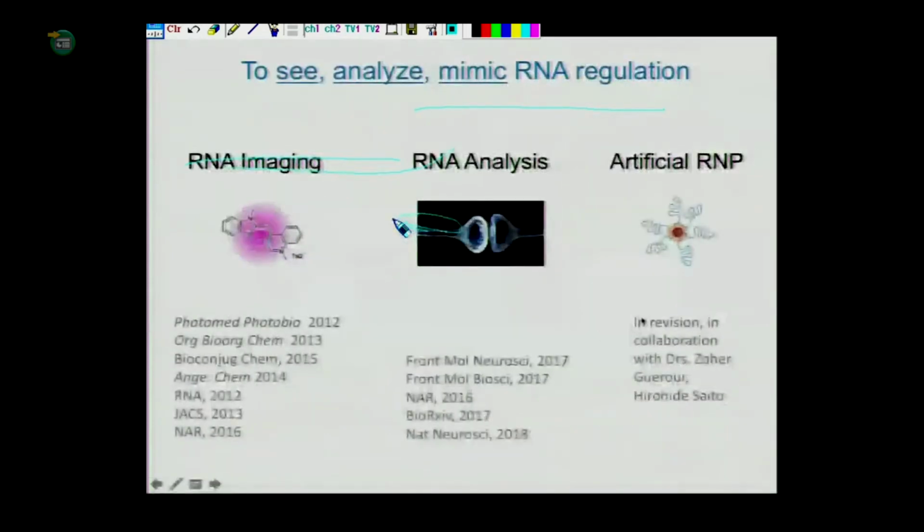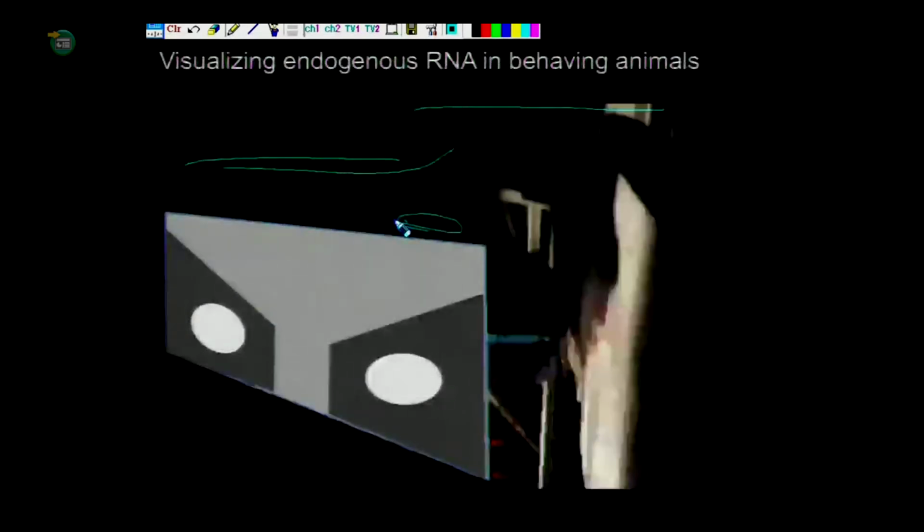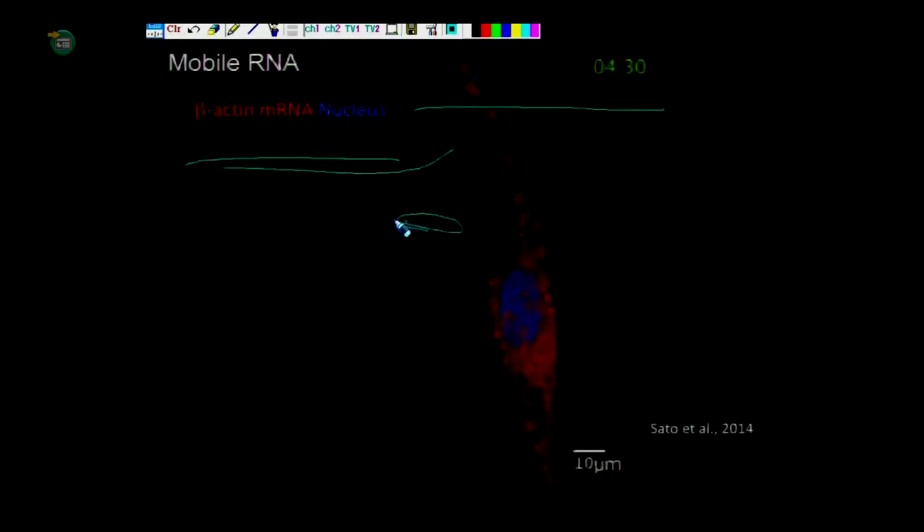So I don't think I have time to actually tell you what exactly we do. In my lab, we try to image the RNA, to analyze the RNA, and also to mimic the RNA regulation using a synthetic biology approach. I'll just show you one movie that came out of the study. So this is beta-actin mRNA in a living epiblast cell. You can see these little red dots. These are the beta-actin RNAs.